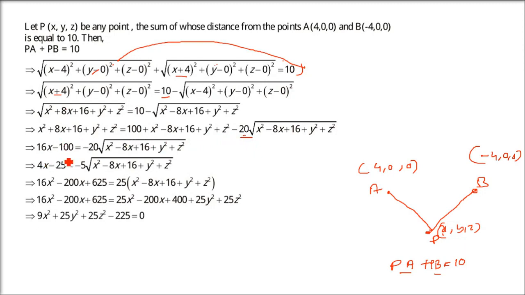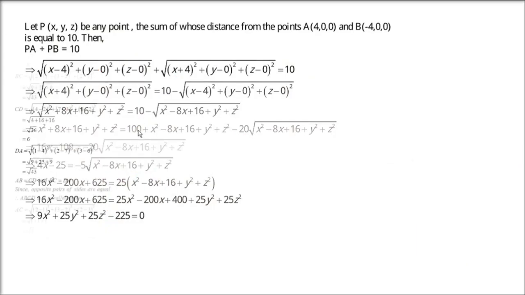So you have to take all the terms which are not under the root on the left hand side and just keep the root term on the right hand side. Whatever simplification is possible, simplify it and keep the under root on the right hand side, and then square it, because ultimately you have to get rid of the square root. So now you square it. As I said, the simplification and rearrangement will give you the final equation.